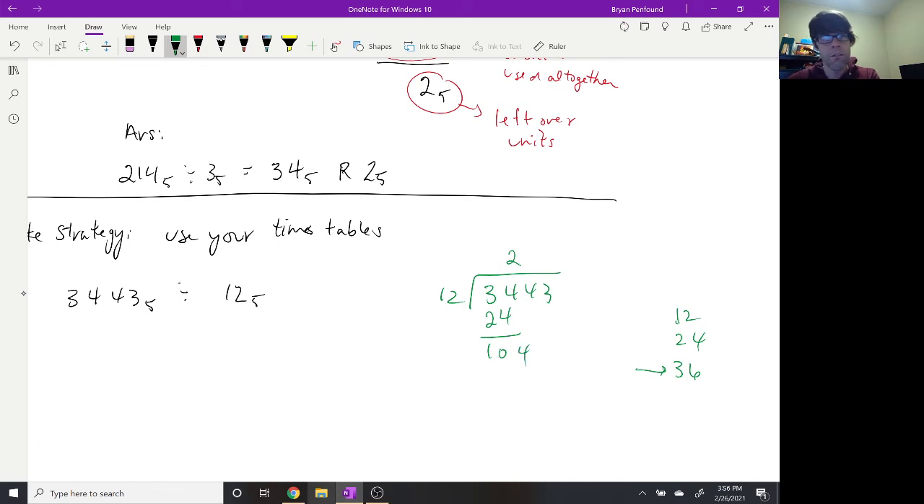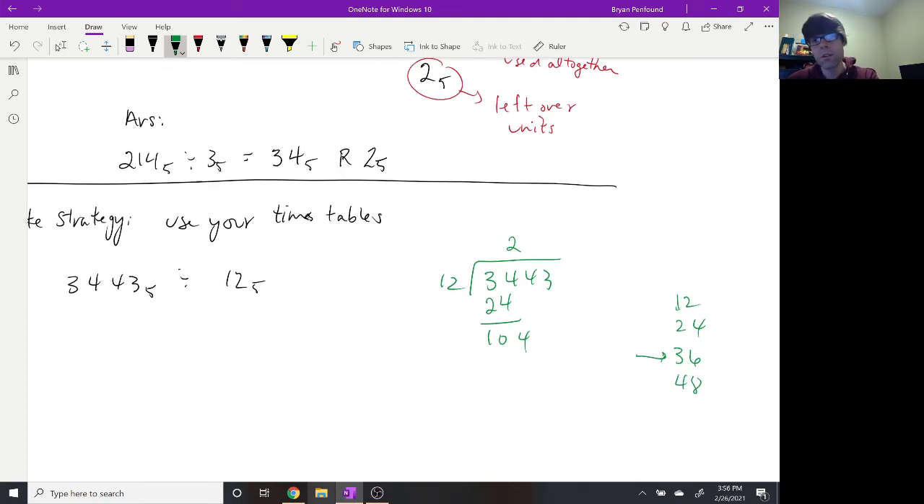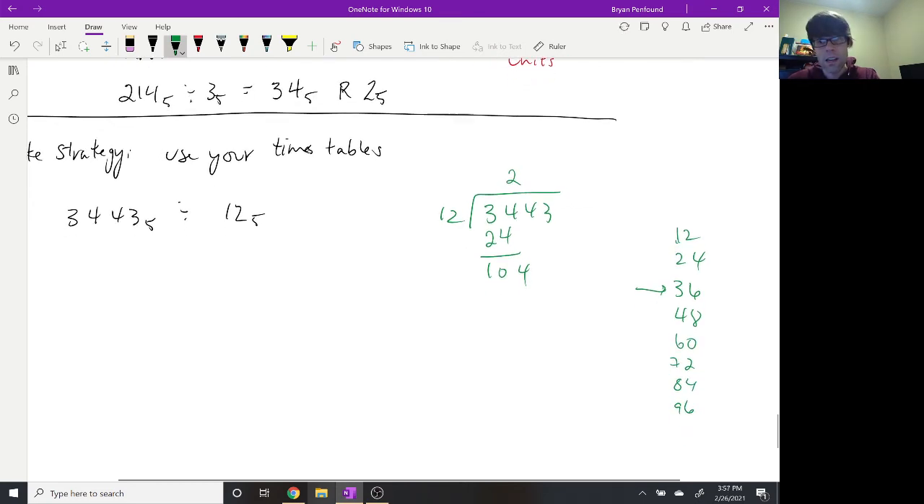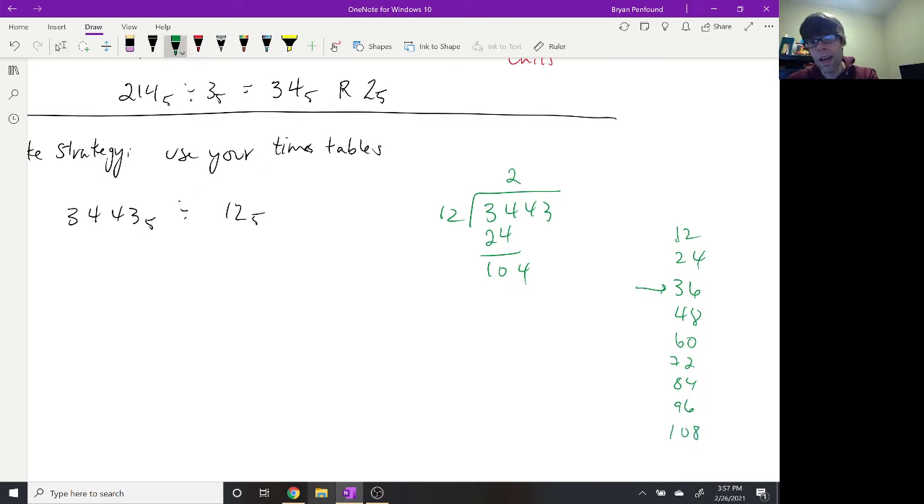Okay, then we bring down the 4, and now I have to get as close as I can to 104 without going over. Okay, well, the next few multiples are 48, 60, 72, 84, 96, and then it would be 108, I think. Is that correct? Yes, I think that's right. So 108's too big. So that means 1, 2, 3, 4, 5, 6, 7. So 12 times 8 should work in this step.